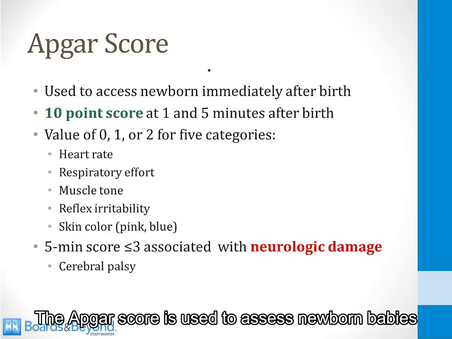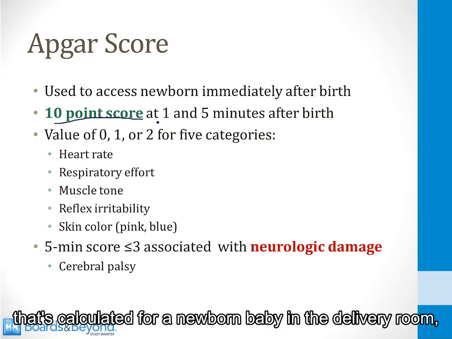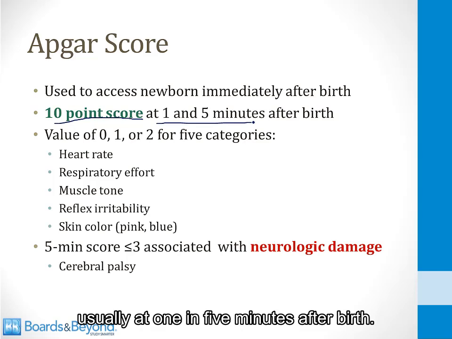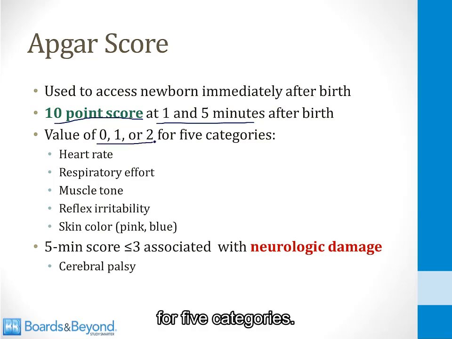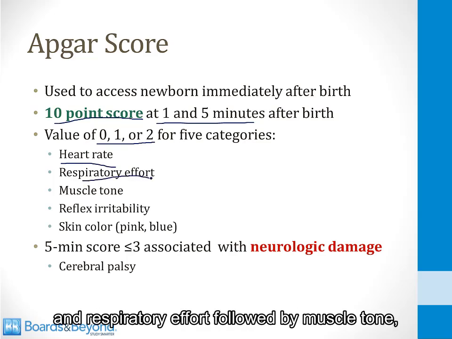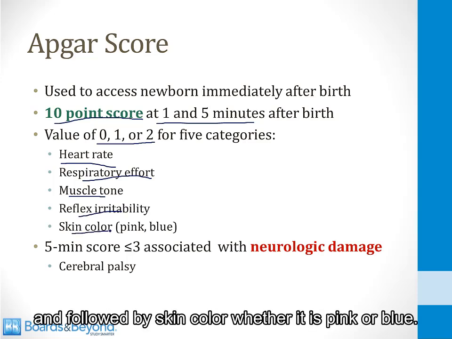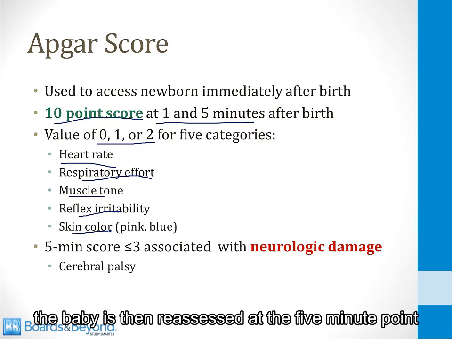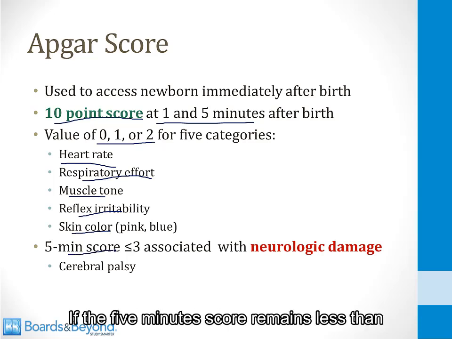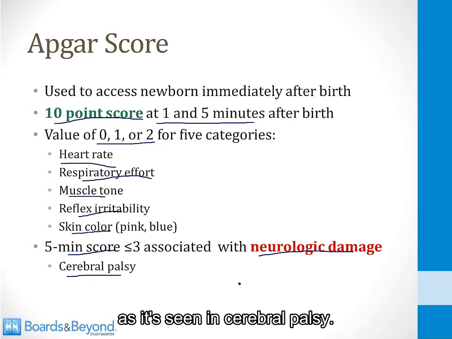The APGAR score is used to assess newborn babies immediately after they are born. This is a 10-point score that's calculated for a newborn baby in the delivery room, usually at 1 and 5 minutes after birth. The way you calculate the 10-point score is by assigning a value of 0, 1, or 2 for 5 categories. The first 2 categories are heart rate and respiratory effort, followed by muscle tone, followed by how irritable the baby is, and followed by skin color, whether it is pink or blue. And if the 1-minute score is low, the baby is then reassessed at the 5-minute point looking for improvement. If the 5-minute score remains less than or equal to 3, this is associated with permanent neurologic damage, as is seen in cerebral palsy. This usually indicates some sort of major central nervous system dysfunction.